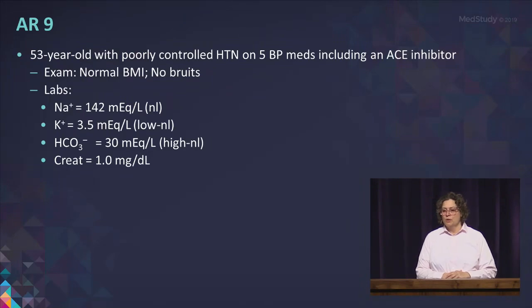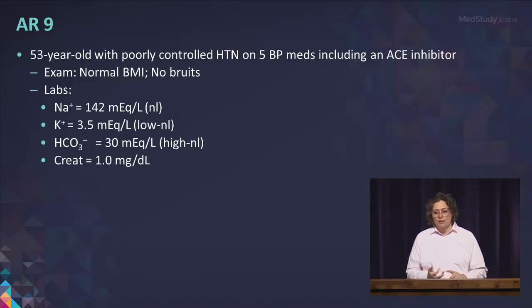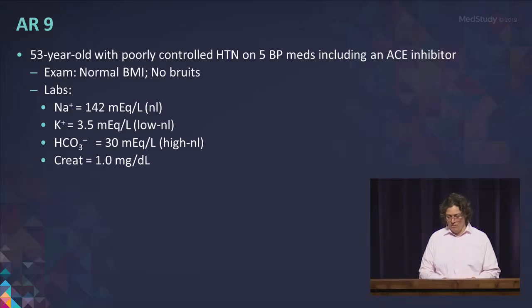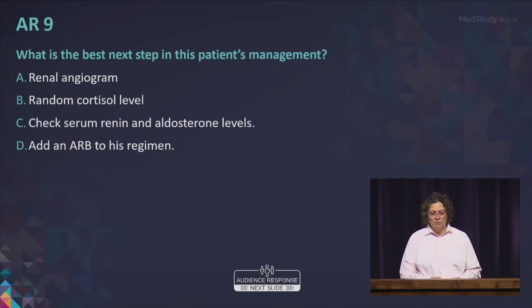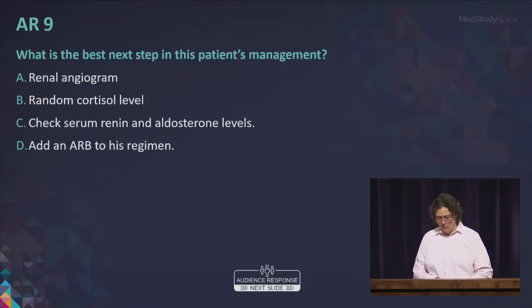53-year-old with poorly controlled hypertension on 5 blood pressure meds, including an ACE inhibitor. Normal BMI, no bruit. Sodium is 142, potassium's a little bit low at 3.5, bicarb on the high normal side, creatinine is normal. What is the next best step in his management? Renal angiogram, random cortisol, check serum renin and aldo level, or add an ARB to his ACE inhibitor regimen, which he's on?